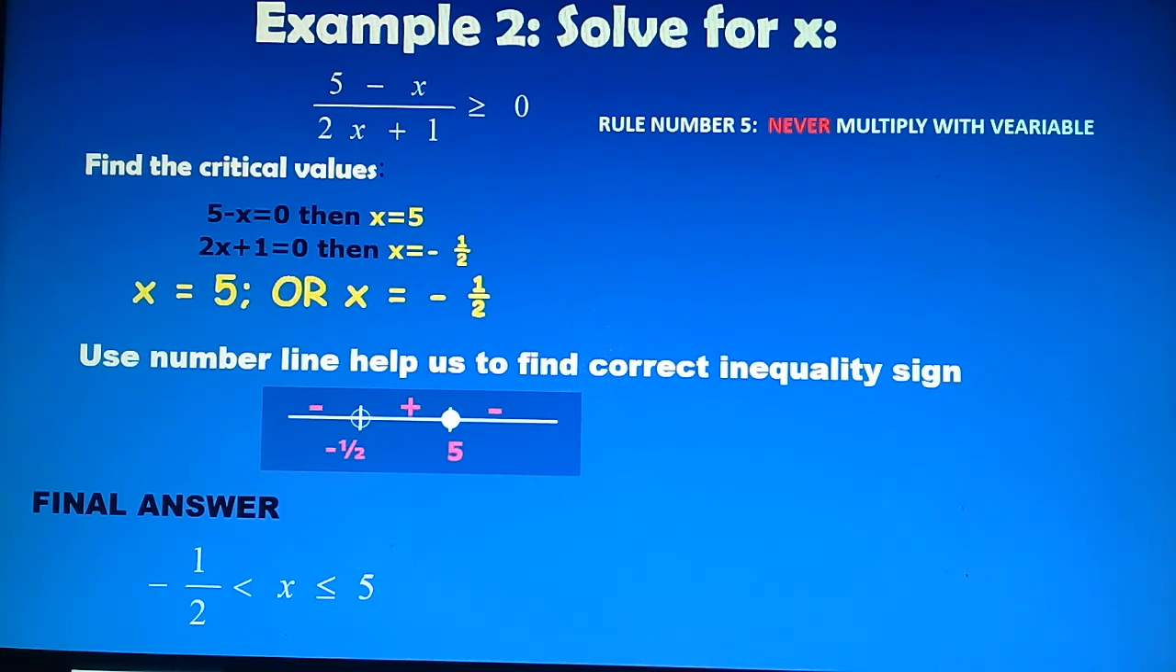That's why we have what? Our x must be greater than minus half, not or equal to. Then greater or equals to minus half and less than or equals to 5. Wow, how nice is mathematics. Let us move on now to example number 3.